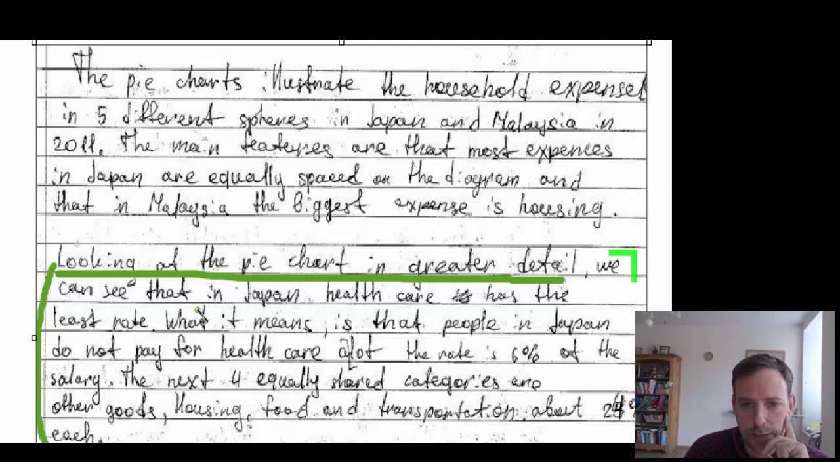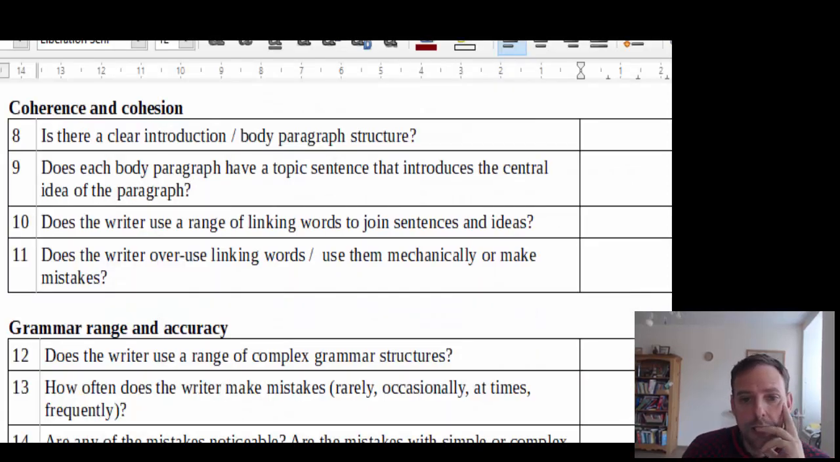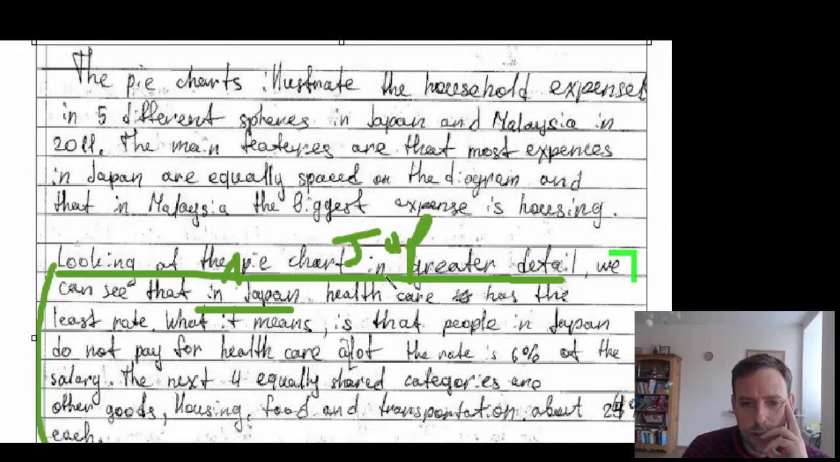We can see that in Japan. So to make that better, looking at the Japanese pie chart, or the pie chart regarding Japan, would have made a lot more sense to highlight there, and it would have made the topic sentence a bit clearer. So that's a very easy way to improve that aspect of organization. Okay, the next one. Does the writer use a range of linking words to join sentences and ideas?